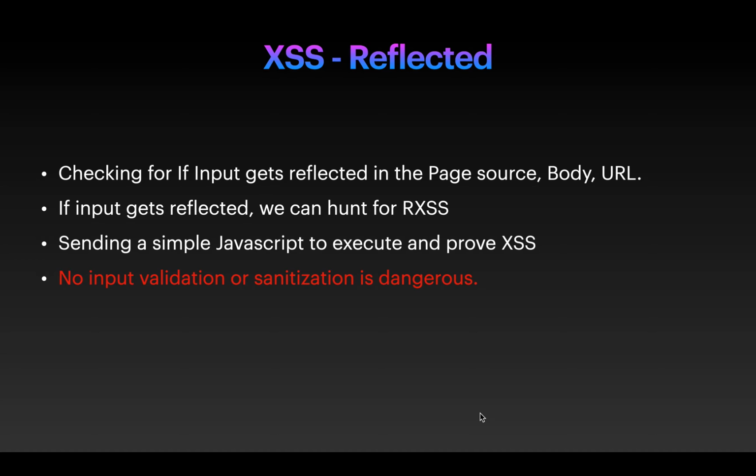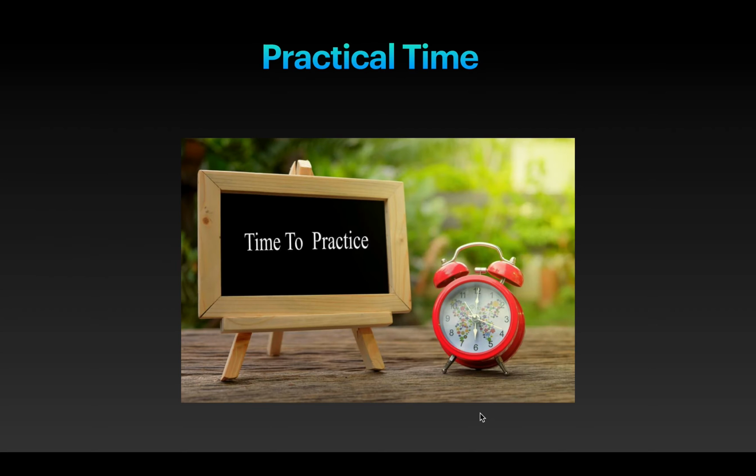So first we are going to see reflected XSS. Check if input gets reflected in the page source, body or URL. So you should check whenever you give any input into a web page that it is getting reflected in the page source, in the body or in the URL. Next, if the input gets reflected, we can hunt for reflected XSS. We are going to send a simple JavaScript to execute and prove XSS. If there is no input validation or sanitization, then it is very dangerous and there can be a vulnerability of XSS. So yes, this is the practical time now, and let's see how reflected XSS can be done.